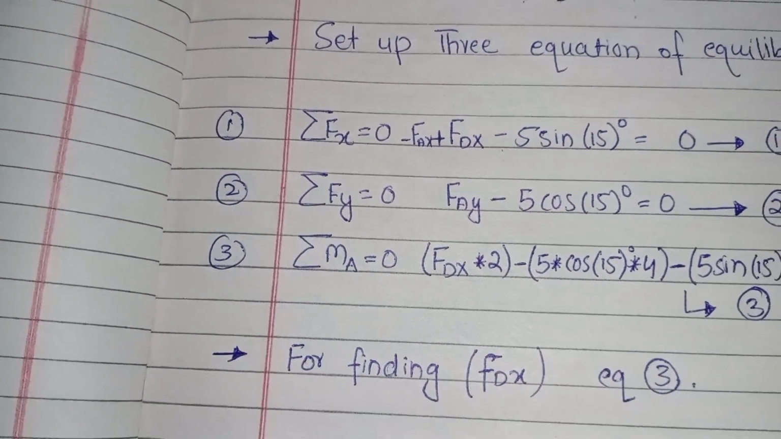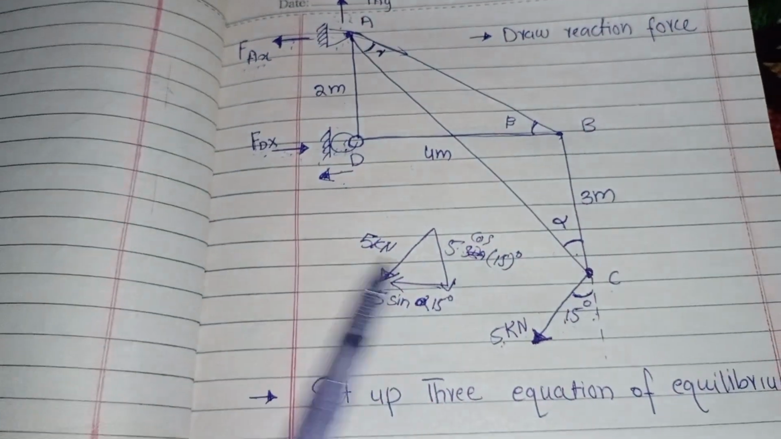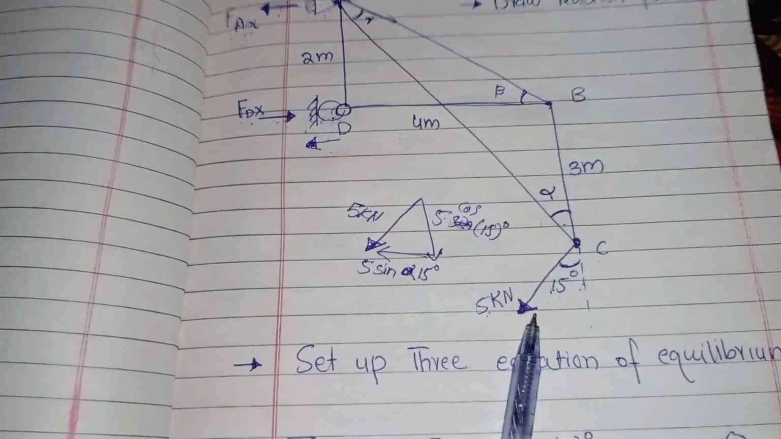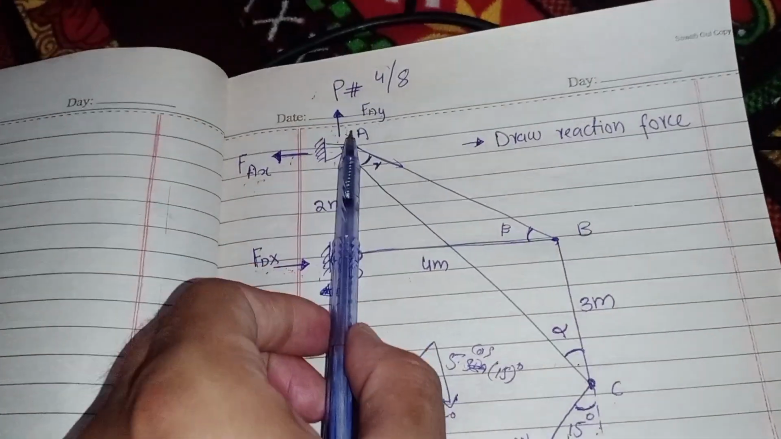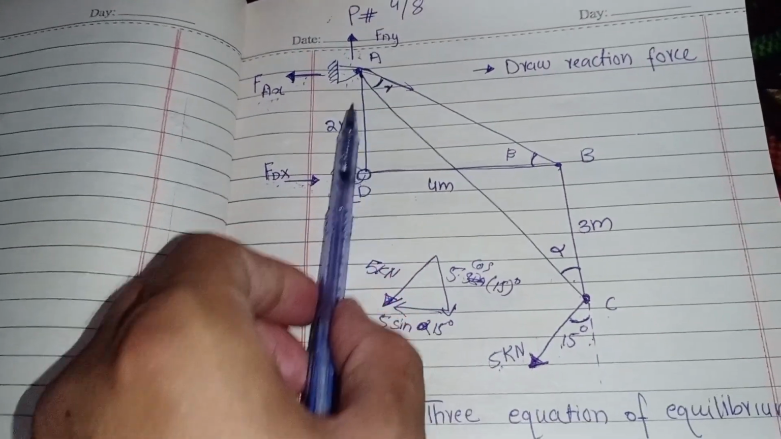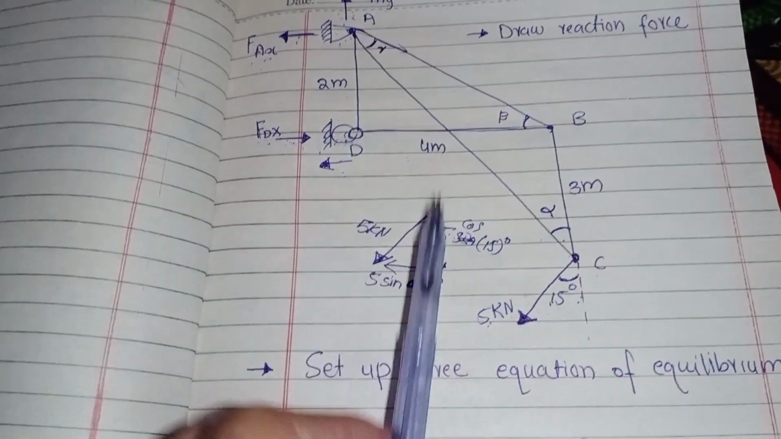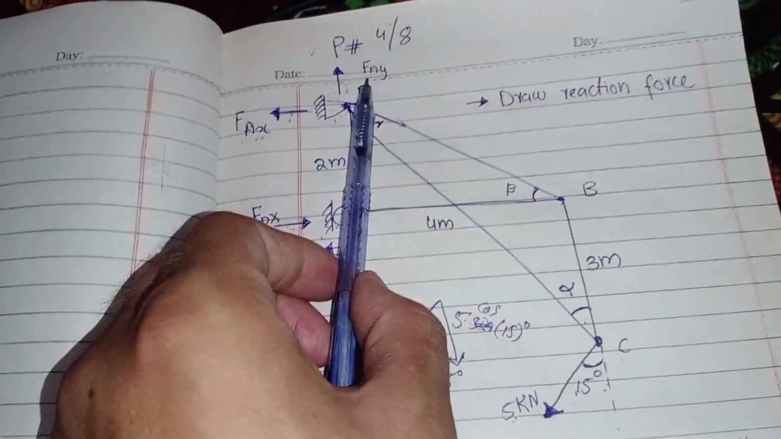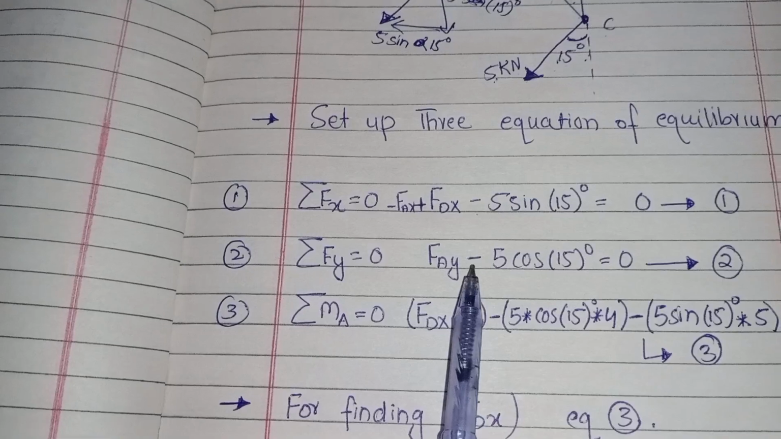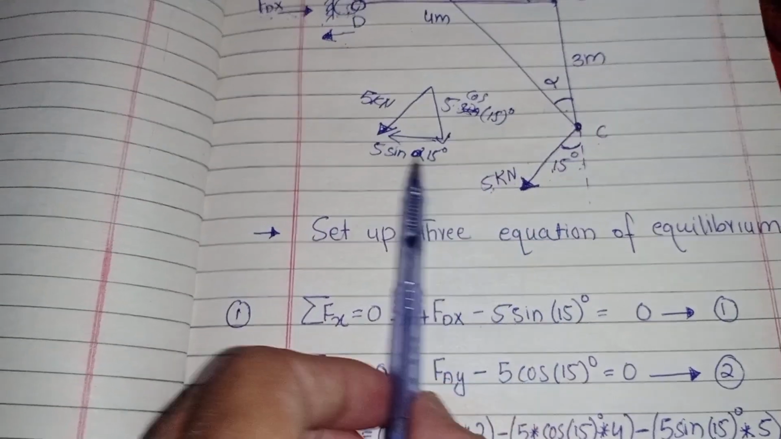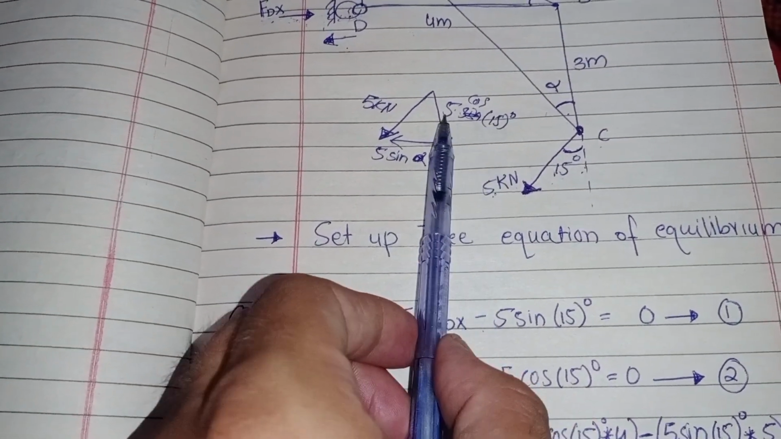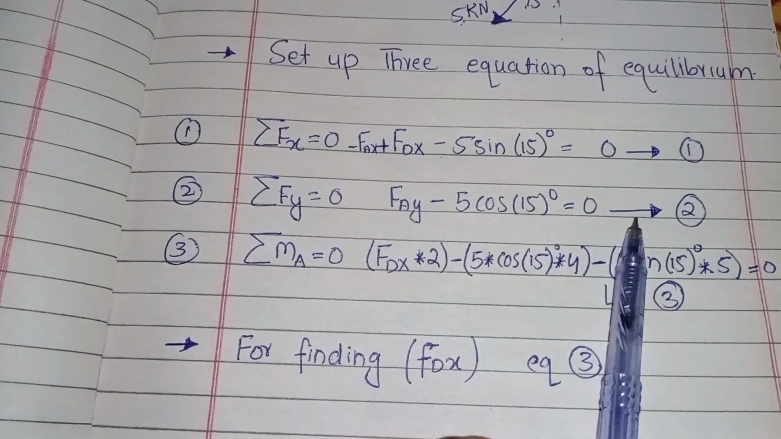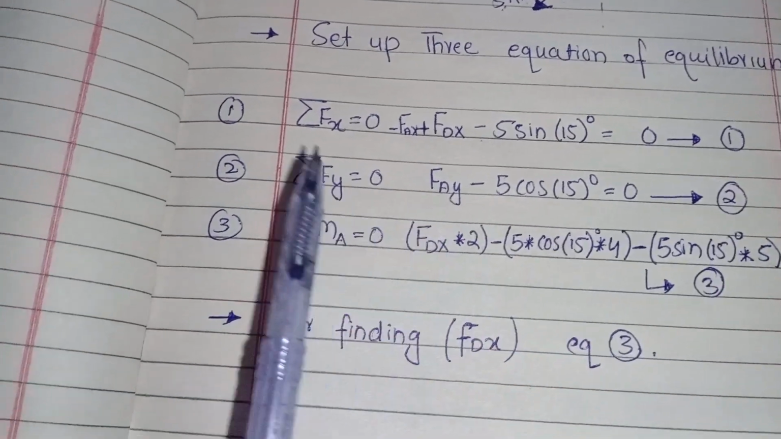Now summation of all vertical forces in this whole loaded truss, which is the vertical component of this force. This is also a vertical force. I'll write both forces. There is no other force. So FAY, which is that force, and minus this force, 5 cos 15. This is equation 2.